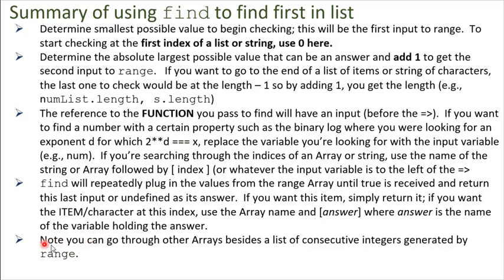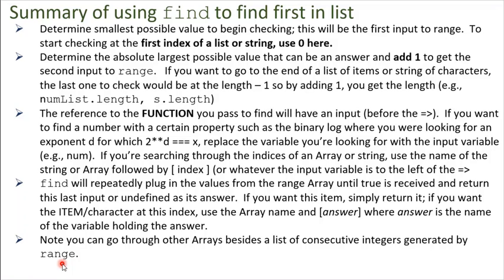Okay, and finally, I want to mention that you can go through other arrays besides a list of consecutive integers generated by range. I believe I already mentioned that, but as I said, it's just useful for these applications. It's just easier to sort of have one way so you don't get confused sometimes.